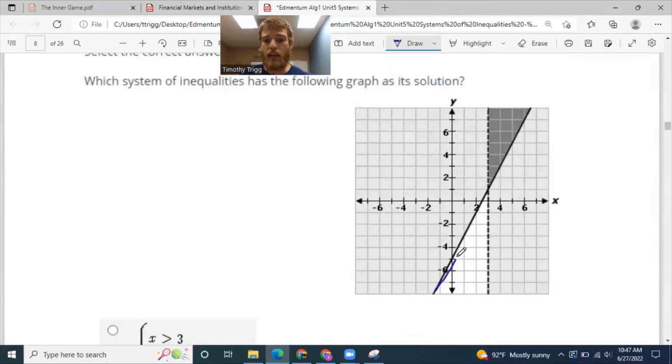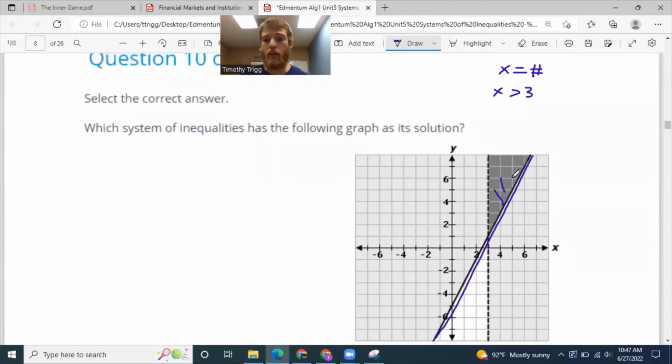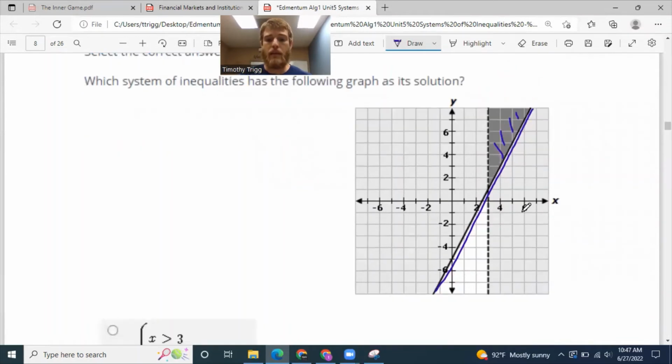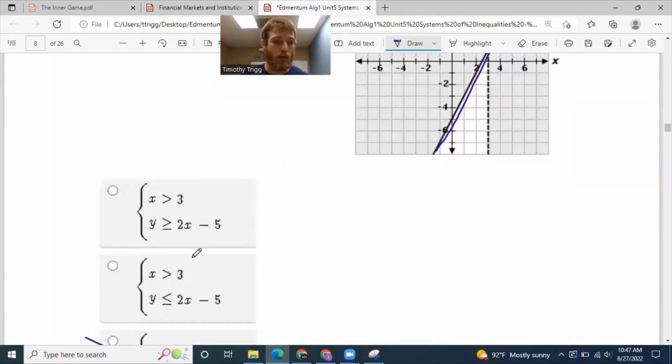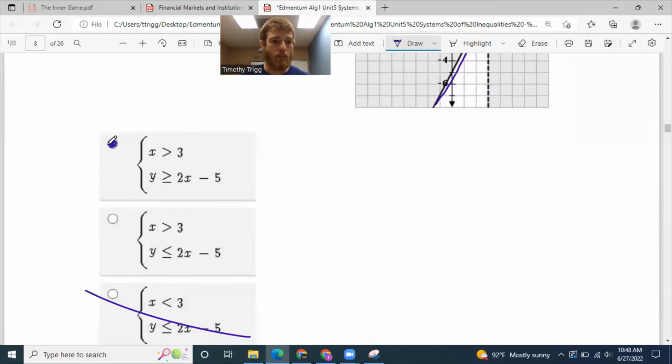Now for the second inequality, are we shaded above or below on this one? Well, it's shaded above, aren't we? So that means it should be y is greater than or equal to. So that's this first one here. This one has y is less than or equal to, so that's not right.